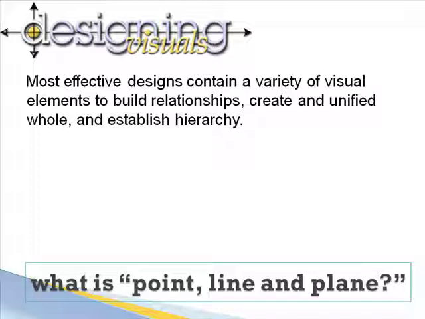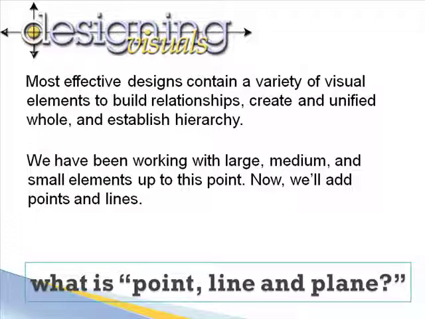Most effective visual designs contain a variety of different kinds of visual elements, including planar elements, large areas of design including photographs, bodies of text, linear elements that join elements together and create relationships, and point elements, or very small design elements that create focal points of interest. Up to this point, we've been working with large, medium, and small elements that are essentially planar elements, and today we're going to begin the process of adding points and lines to our design vocabulary.